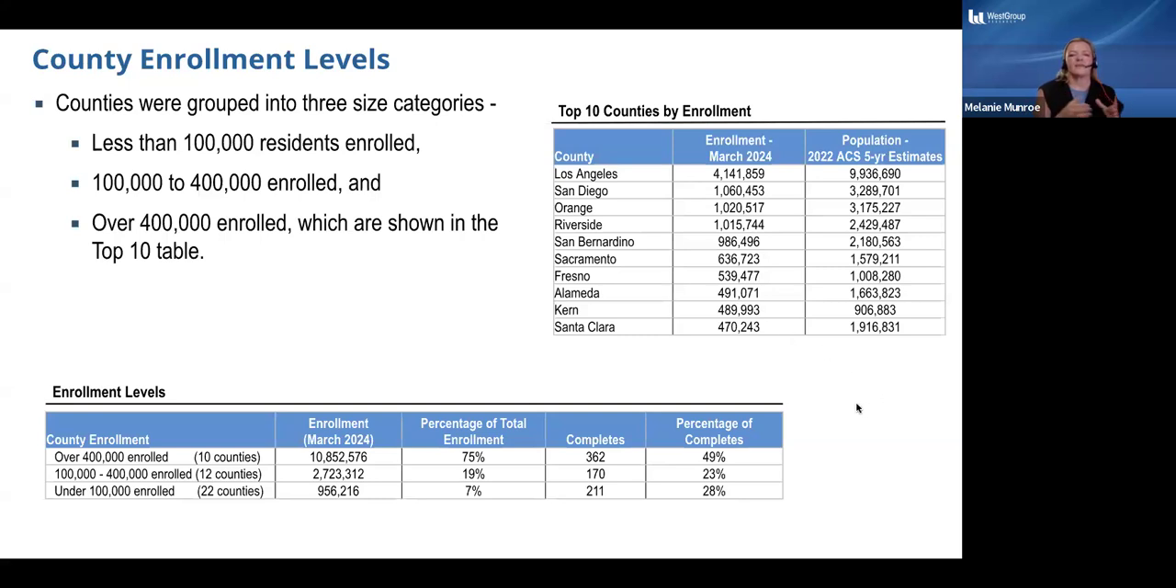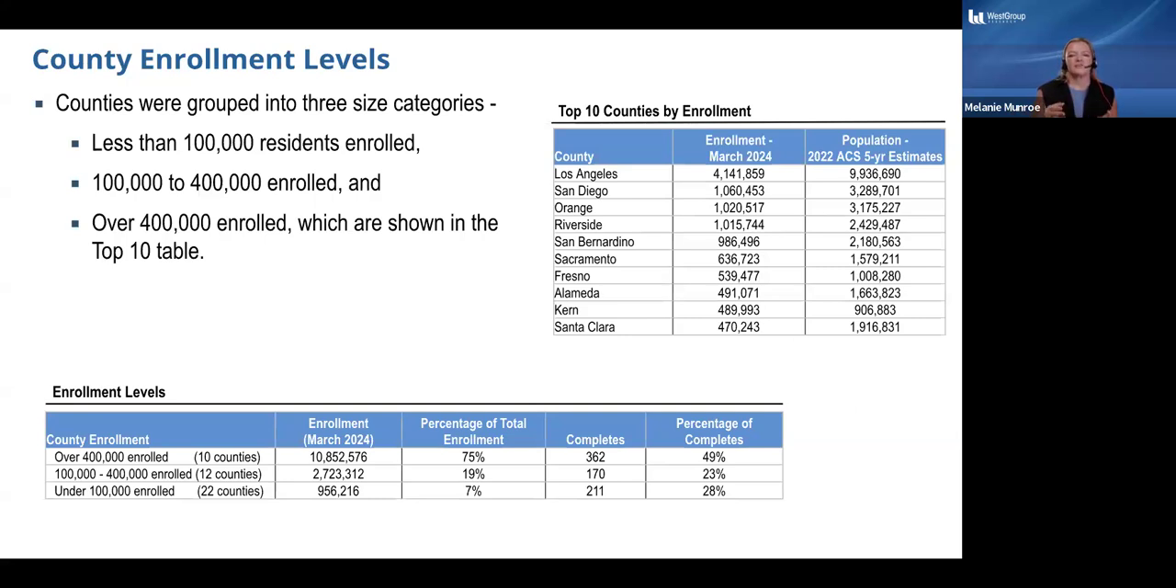Throughout the report, we then also show results with a mid-sized group. So those are counties with 100,000 to 400,000 enrollees. And that included 12 of the 44 counties that we called for phase 2. It includes about 20% of all enrollment and was about 23% of our completes.